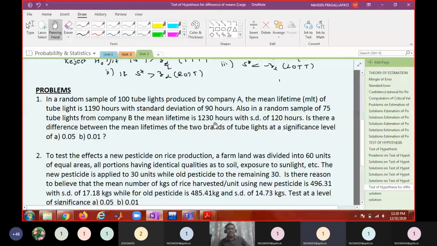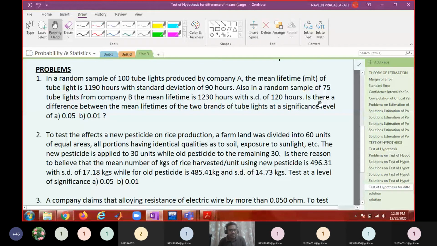Second, 1230 is higher, no? So I can ask the same question in this way. Can we claim that company B bulb is superior to company A bulb? If I ask you to test that claim, then how do you test it?